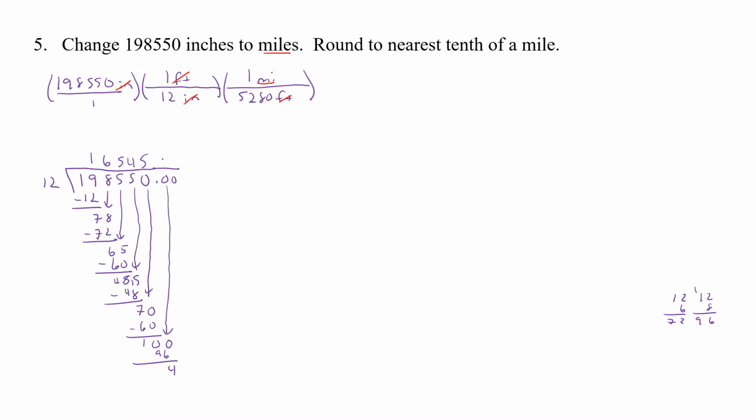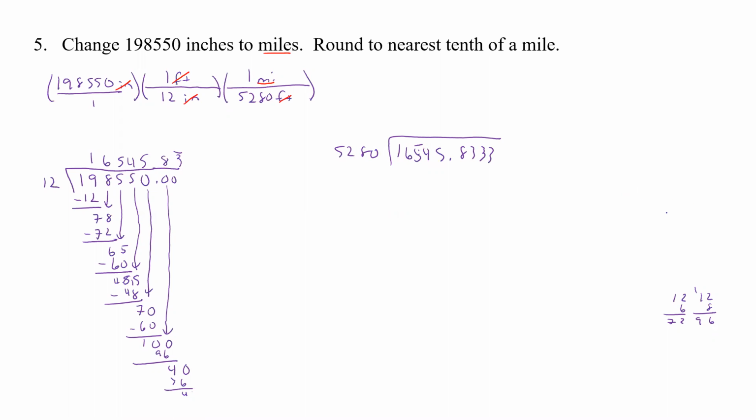We forgot to write that down. We better write that in there. 8. And then bring down 0. That's going to be a 3. And that's going to give us 36. That's going to be 4, 0. So it's going to be that repeating. Now we can take that number, 16,545.833, and we can keep putting another 3 there, but we're only going to have to go out to here, divided by 5,280, okay?